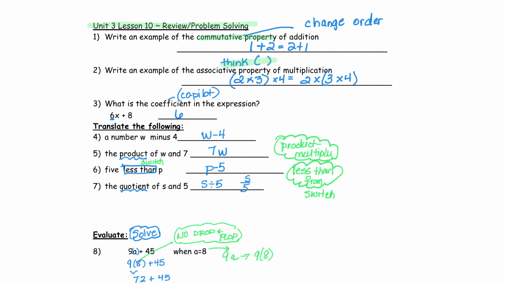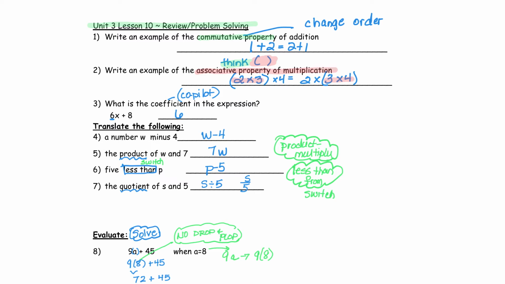So when you think about the associative property, yes, you're going to think parentheses. However, you're going to think of just one operation, multiplication, in between the numbers. So notice here we have 2 times 3, that's in parentheses, times 4 equals 2 times 3 times 4. The order is the same, but the groups are different.